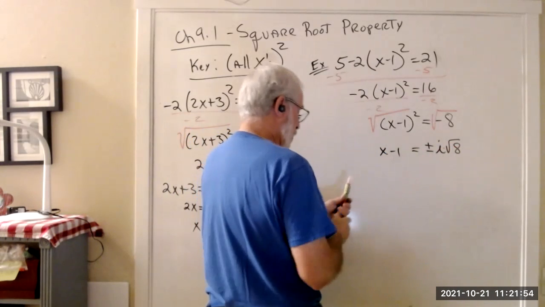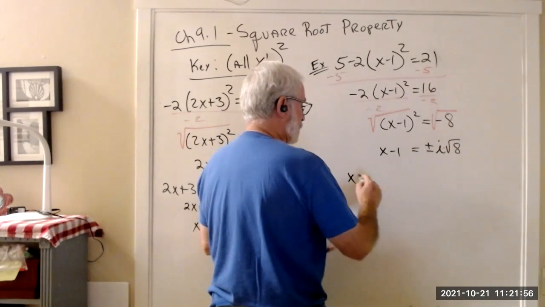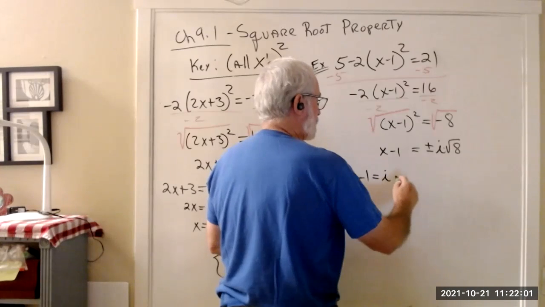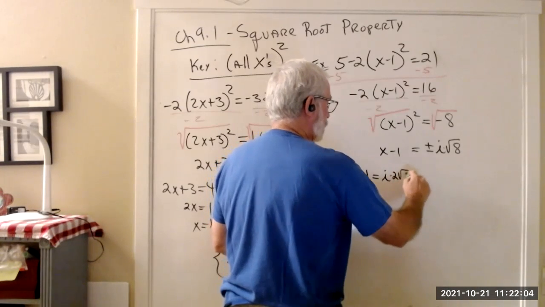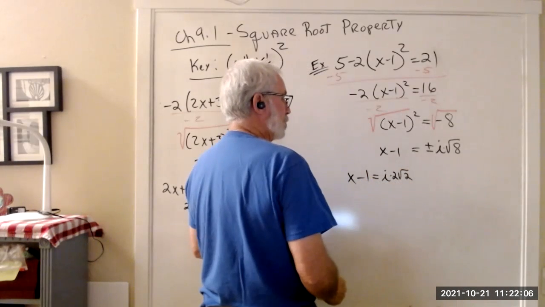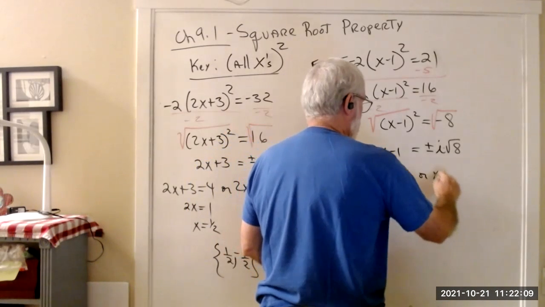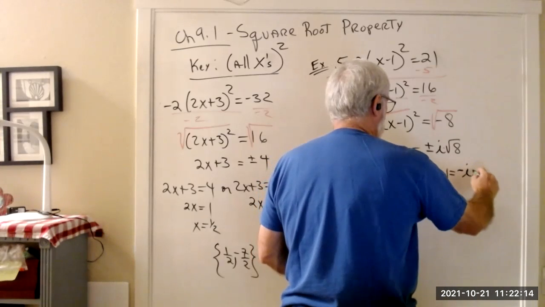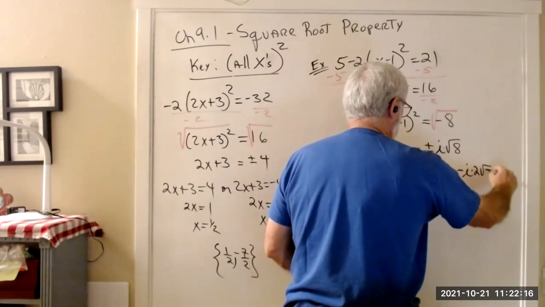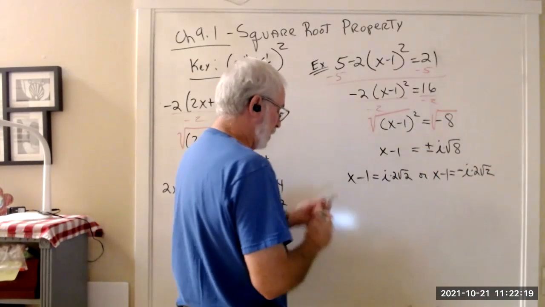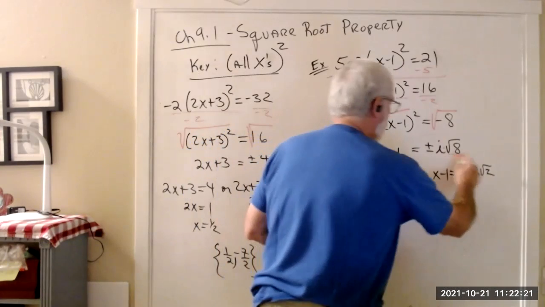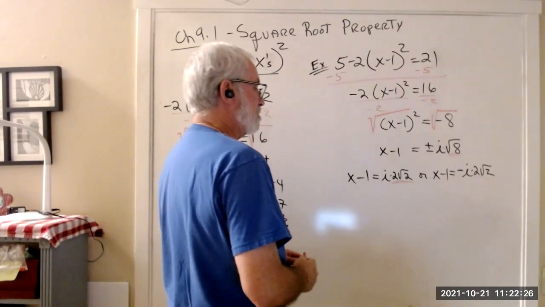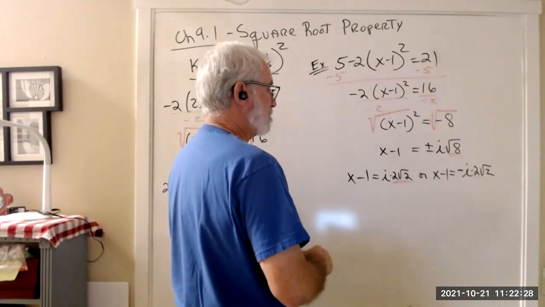All right, our two answers, or two problems, I should say: x minus 1 equals i times 2 radical 2, or x minus 1 equals negative i times 2 radical 2. Remember, the square root of 8, sooner or later, has to simplify.